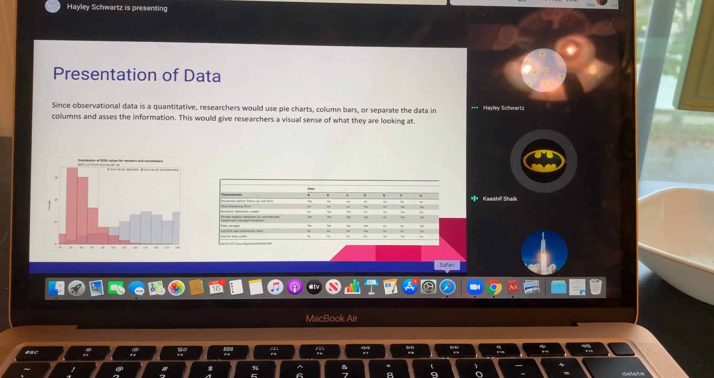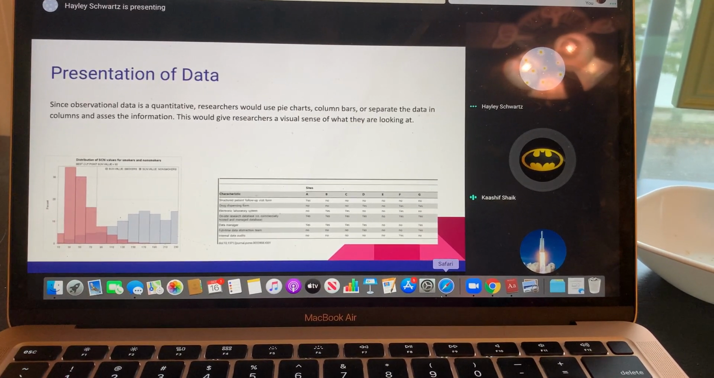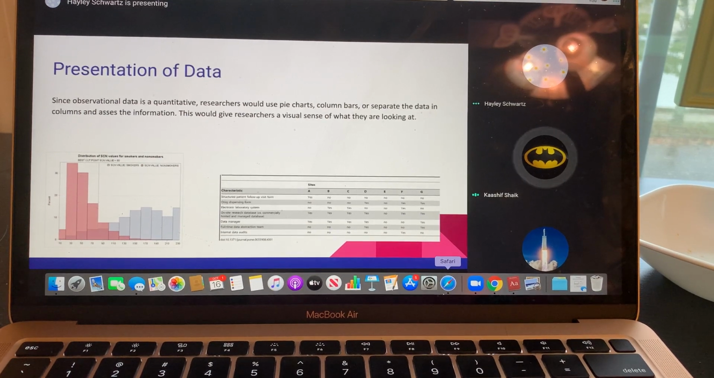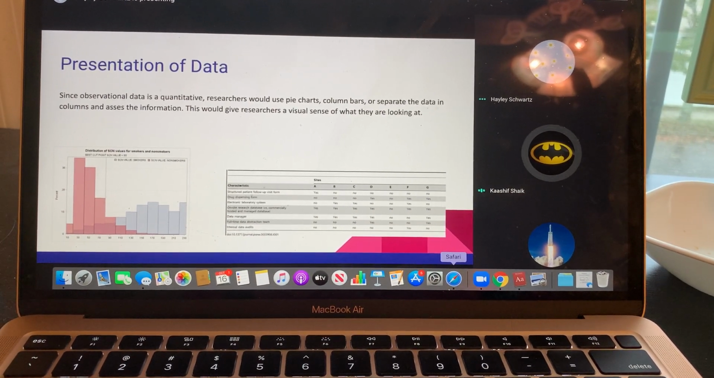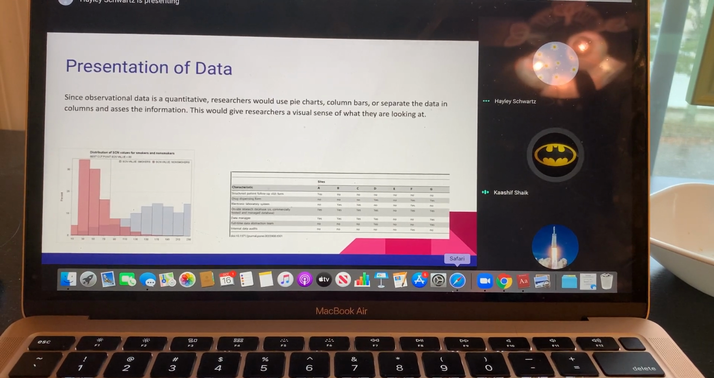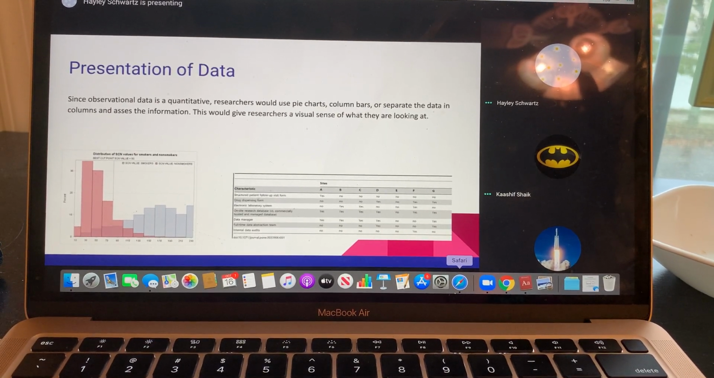And how this data is presented, usually they would use pie charts, column bars, or separate the data in columns to assess the information, and this would give researchers a visual sense of what they're looking at.